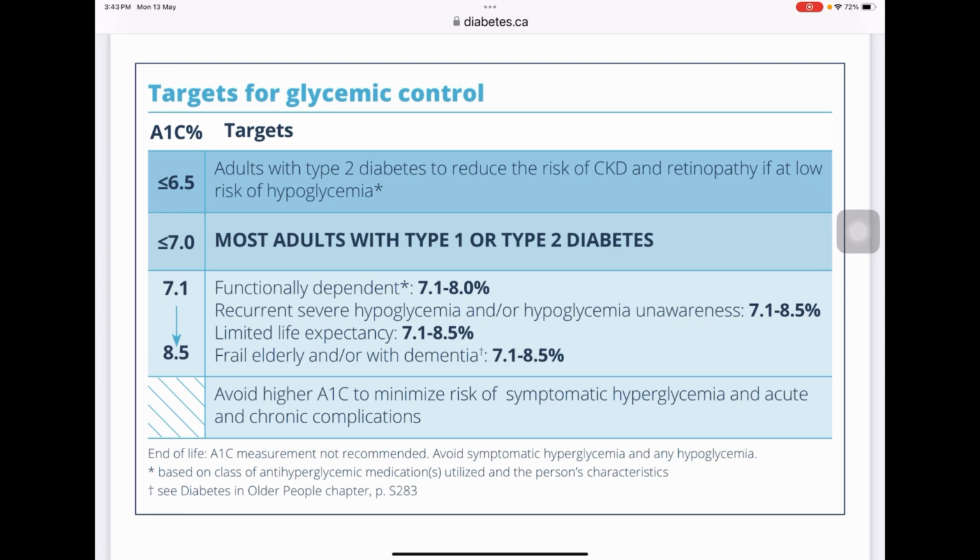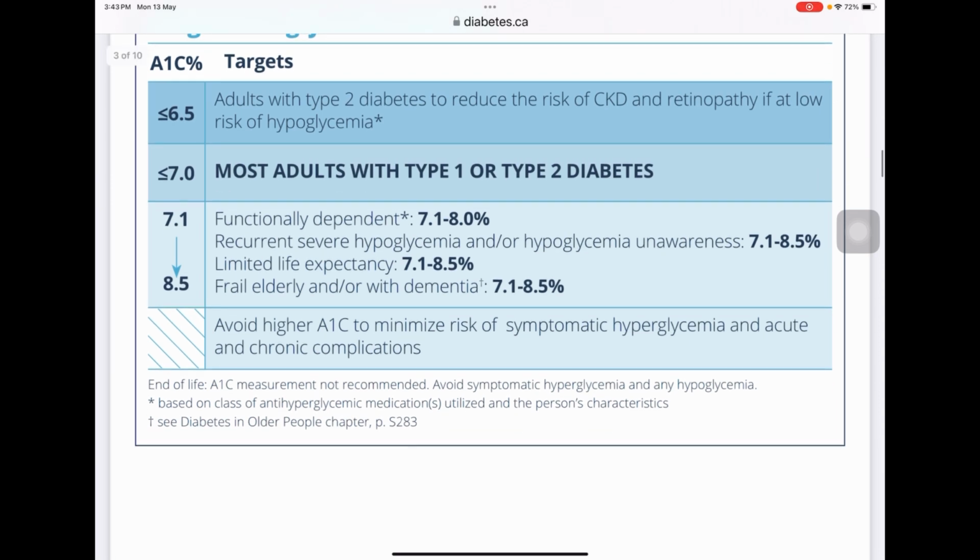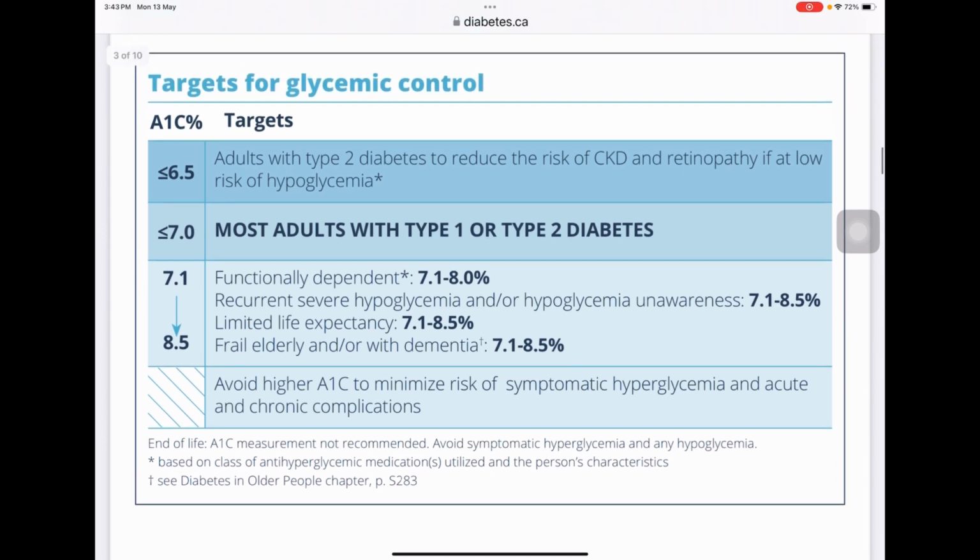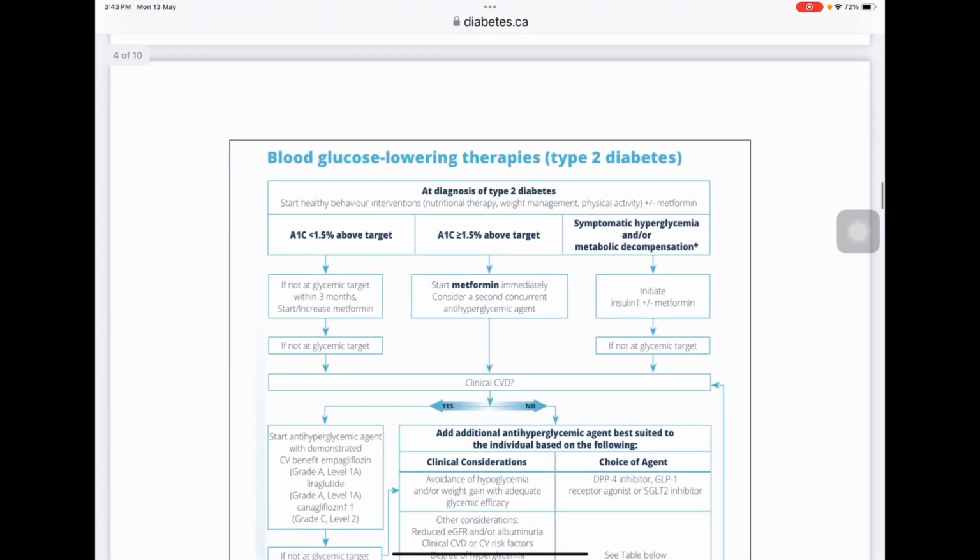And generally, if we want to prevent the occurrence of microvascular complications, then we can recommend, let's say, going to less than 6.5. Avoid higher HbA1c to minimize the risk of symptomatic hyperglycemia and acute or chronic complications, right? So that's how the HbA1c target should be.